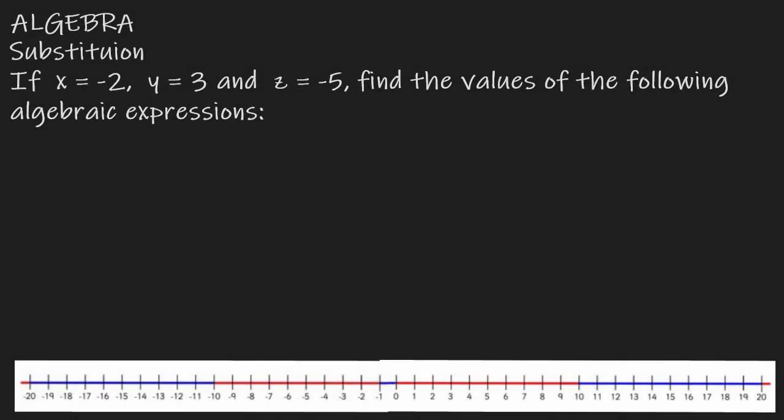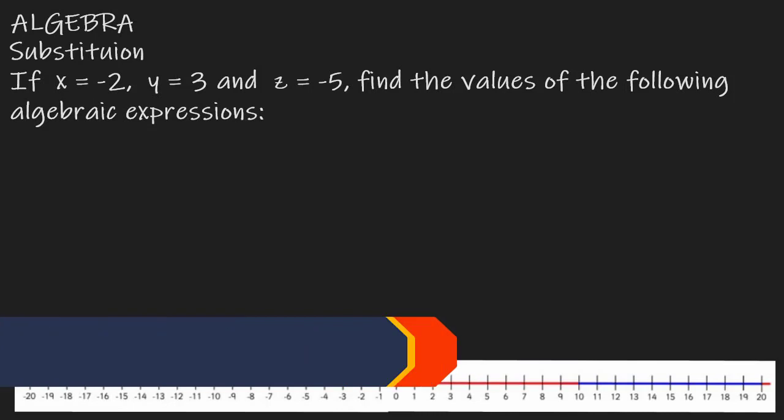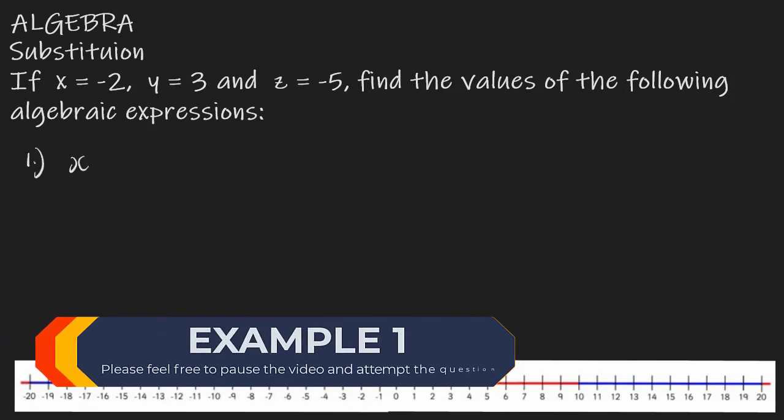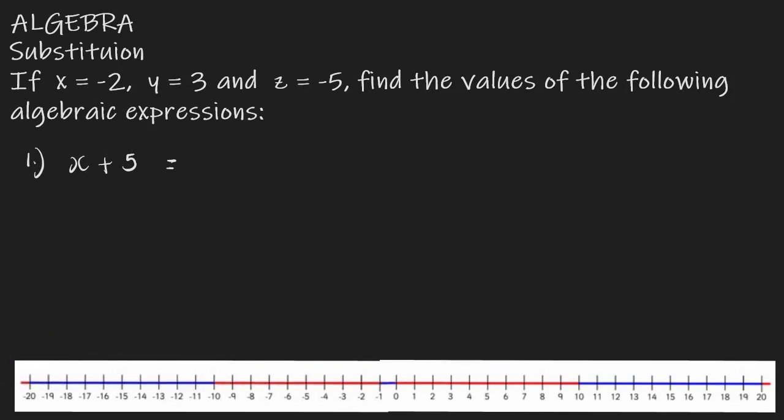In these substitution examples, if x is equal to -2, y is equal to 3, and z is equal to -5, find the values of the following algebraic expressions. My first example, x plus 5. When we are asked to substitute, we take the value for the algebraic variable and place it in the expression and simplify as far as we can. So x plus 5 is equal to, the value of x is -2 plus 5.